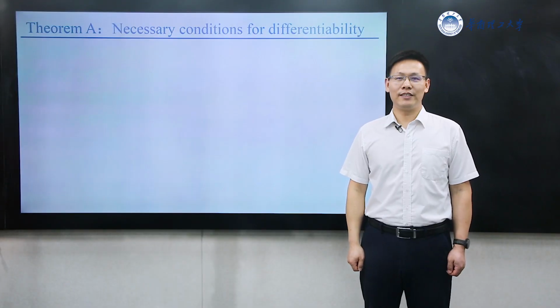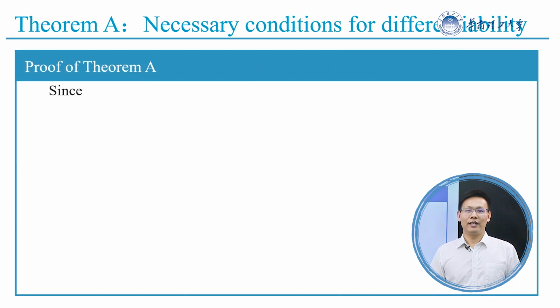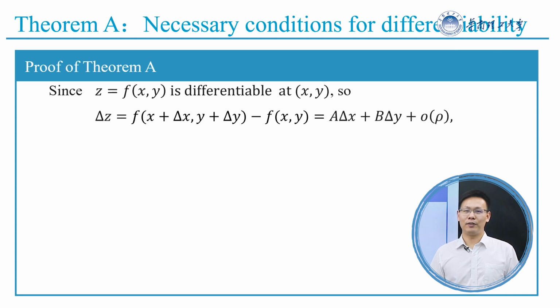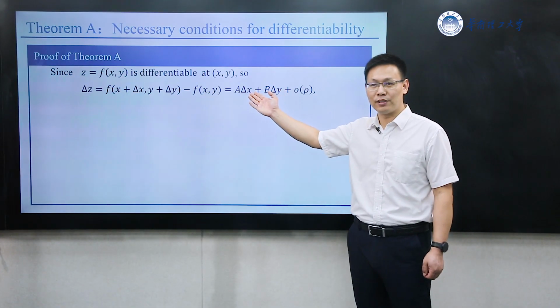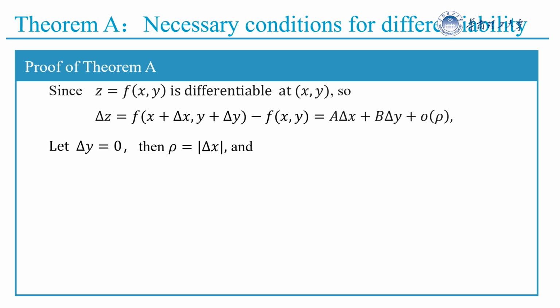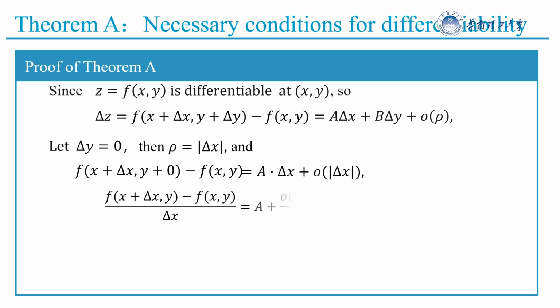Now we prove this theorem. Since z = f(x,y) is differentiable, the total increment Δz can be expressed in the following form. Let Δy be 0, then ρ equals the absolute value of Δx, and the partial increment equals A · Δx plus the higher order infinitesimal.